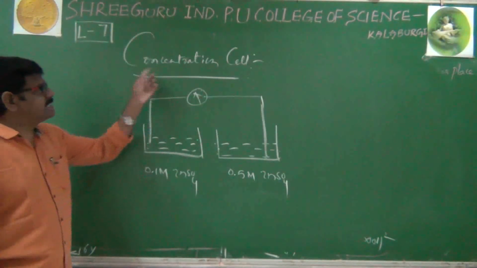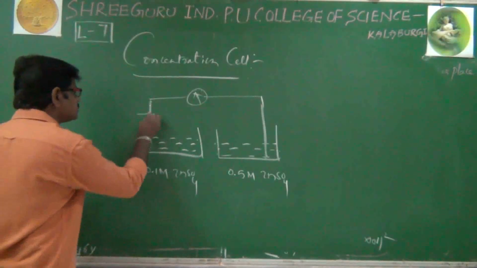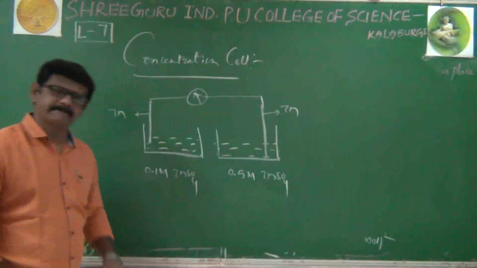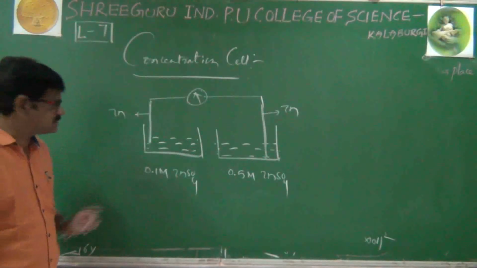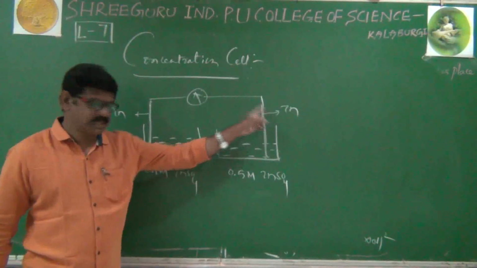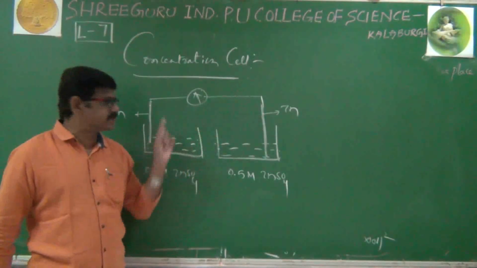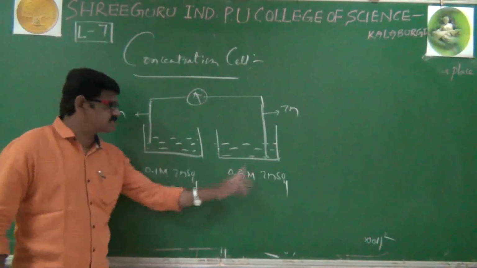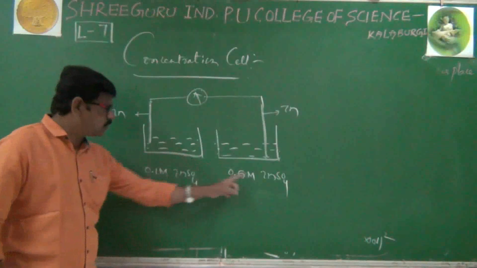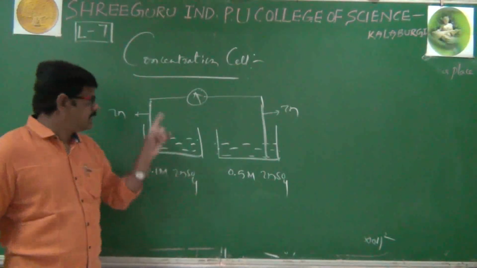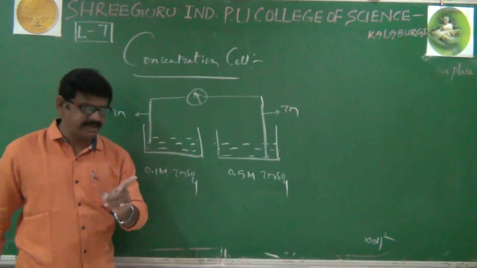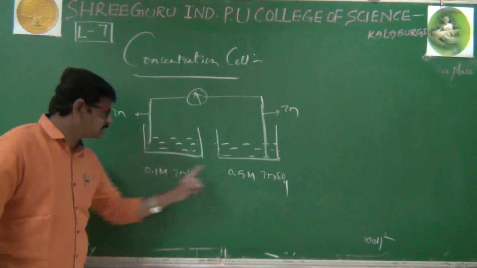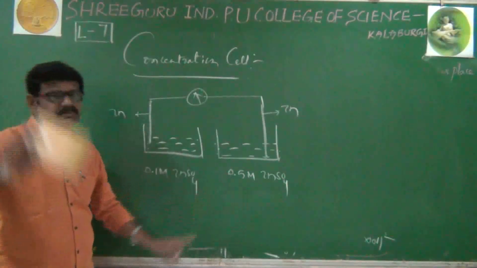Now, what is the meaning of a concentration cell? See here, it is also a zinc electrode, it is also a zinc electrode only. How to define a concentration cell? Here the electrodes are the same. Similar electrodes are connected to each other, but their solution concentrations should be different. Their electrolyte concentrations should be different, but the electrodes are the same. I'll repeat, the electrodes are the same, but the concentration of the electrolytes should be different.